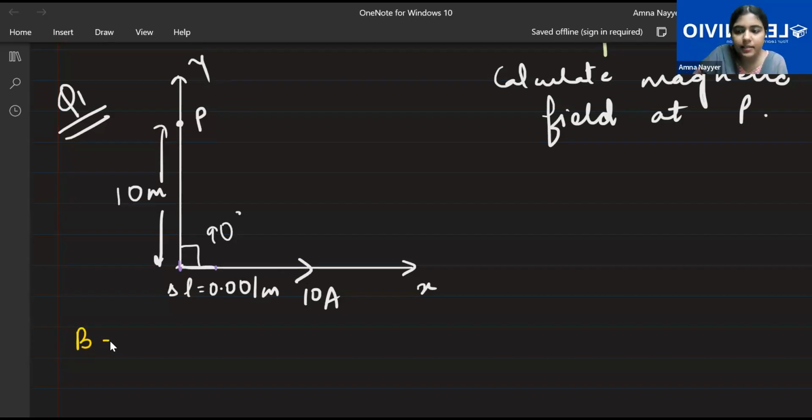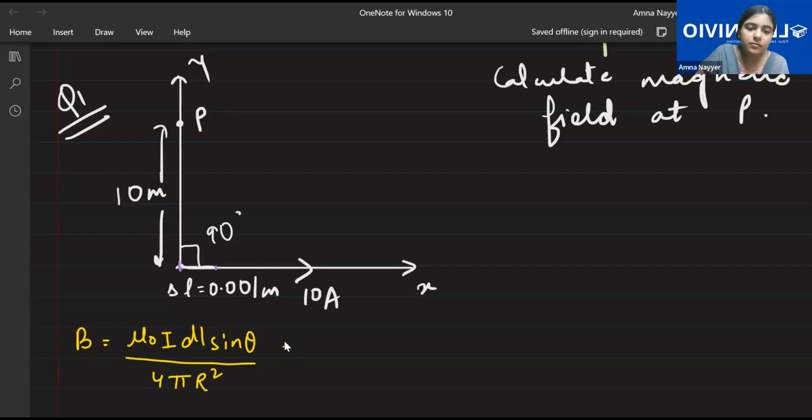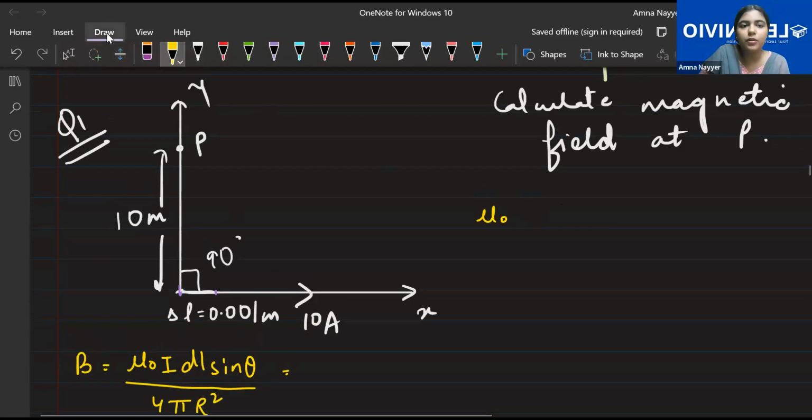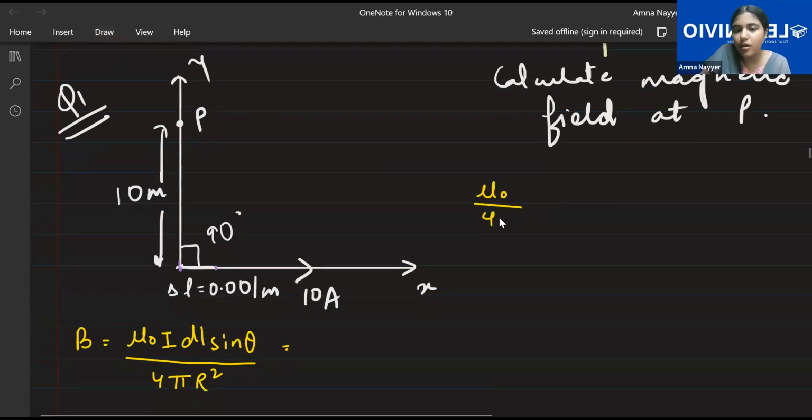So B is equal to mu naught I dl sine theta divided by 4 pi r square. Now mu naught by 4 pi, what did we discuss? What is mu naught into 4 pi or mu naught divided by 4 pi? Not mu naught into 4 pi. What is the value of mu naught divided by 4 pi? Anyone? We discussed it.